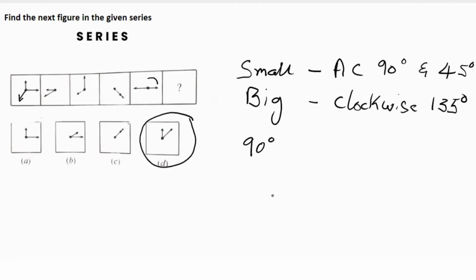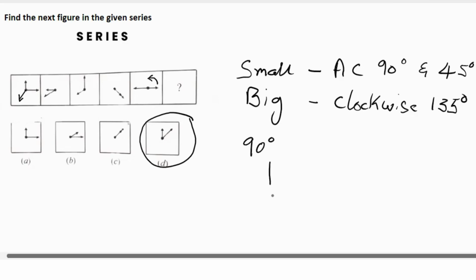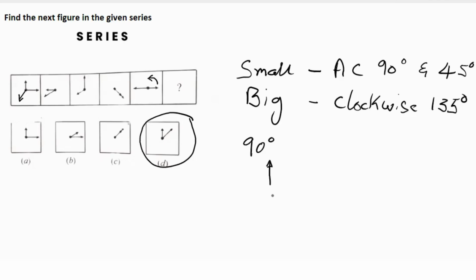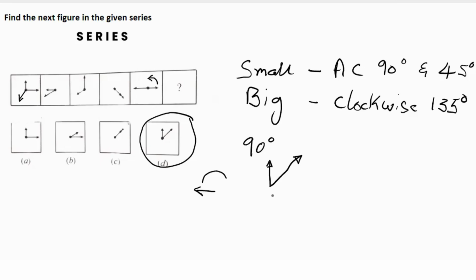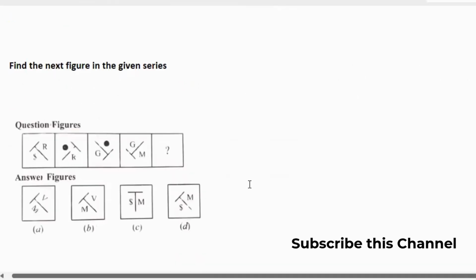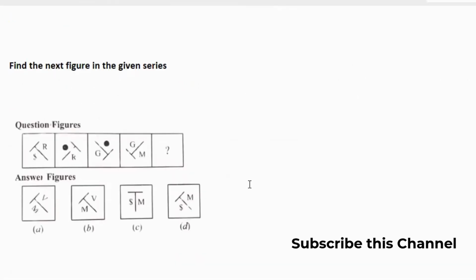You can see here, the small arrow moved 90 degrees anti-clockwise. So this small arrow will be like this. And the long arrow moves by 135 degrees, the big arrow in clockwise direction. So when this arrow moves in the clockwise direction, it will come to this position. Hope you got it. So the right answer is D. The easiest puzzle ever I have seen.